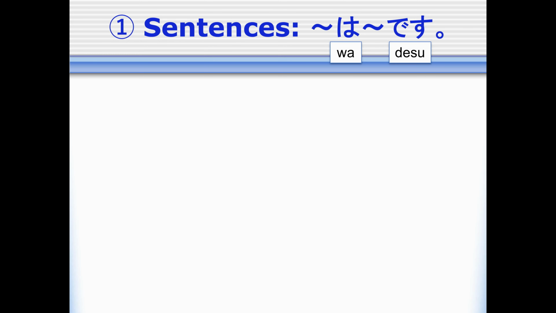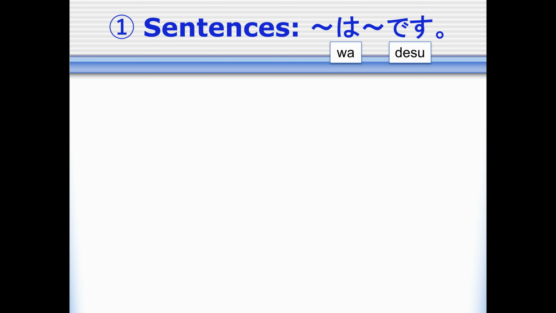So, we've already talked a bit about our magic word desu in Japanese. This is the word that we put at the end of the sentence that can mean I am, you are, he is, she is, it is, they are, any of those options. So, for instance, gakusei desu can mean I am a student, or you are a student, or we are students. Any of those things are options.